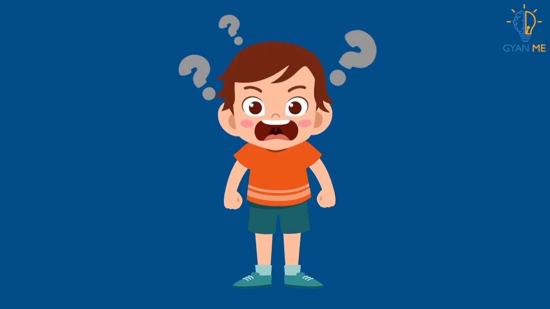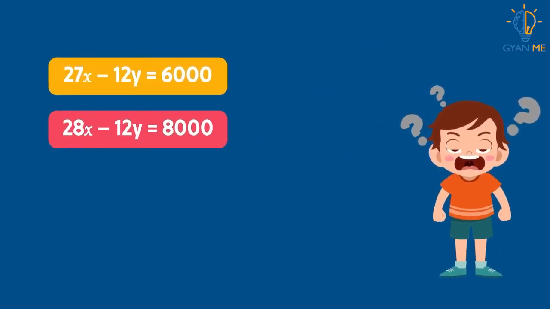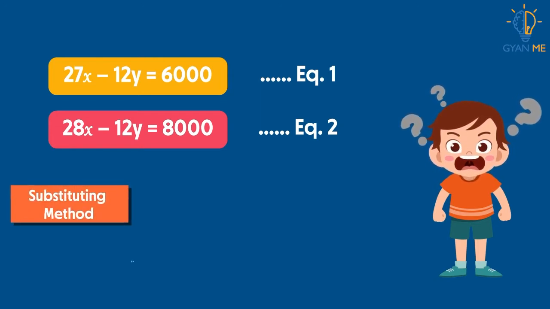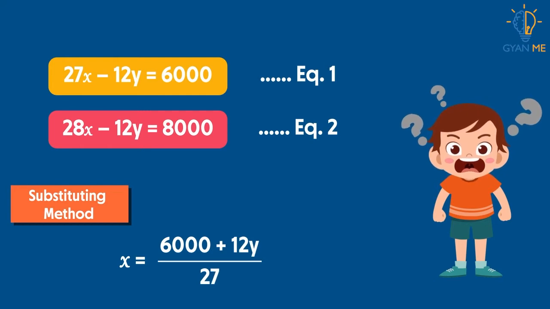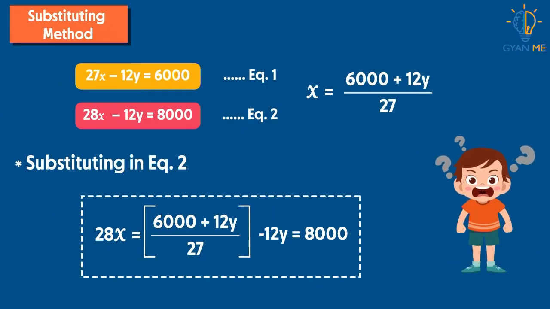And finally, we solve to get the values of x and y. Sometimes it is cumbersome to write one variable in terms of the other and then substitute in the other equation. For instance, have a look at the equations shown here. Solving this pair of equations by the substitution method, we get x equal to (6000 + 12y)/27. As you can observe, the value of x in terms of y is already complicated. After substituting this value in the other equation, the calculation will become further complicated.